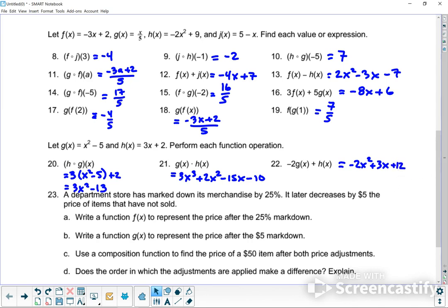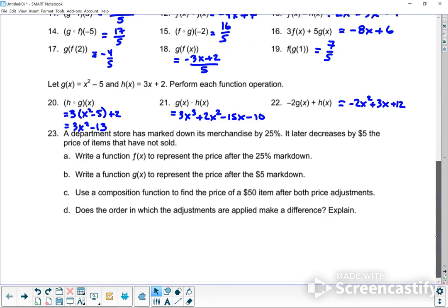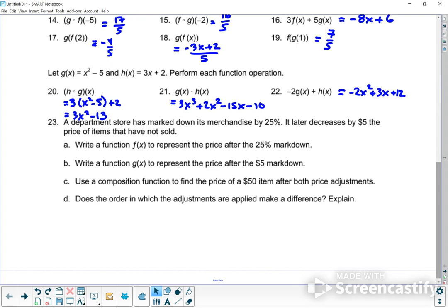Okay, 23. A department store has marked down its merchandise by 25%, later decreases by $5 the price of an item that has not sold. Write a function to represent the price after the 25% markdown. All right, so we'll call that one f of x.